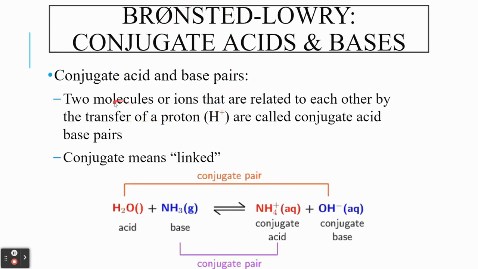So along with this definition, we have other terms to go over. One term is called the conjugate acid-base pairs. These are two molecules or ions that are related to each other by a transfer of one single proton.